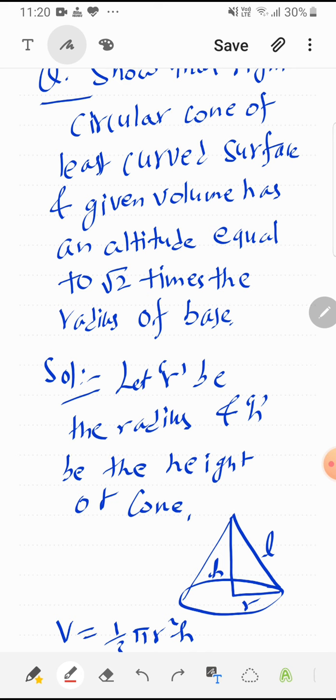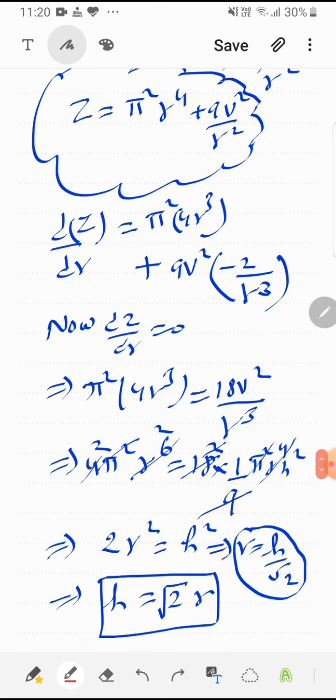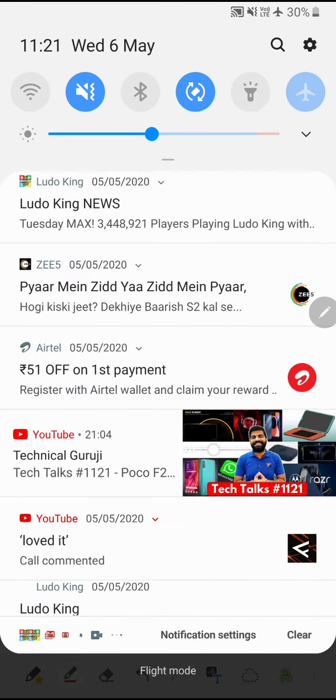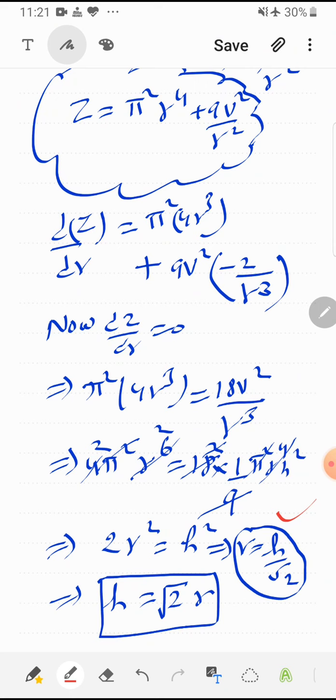So I want to save my time and I am putting the value of v here, so that after cancellation we are left with 2r square is equal to h square, or r is equal to h upon root 2. This is my critical point, and h is equal to root 2r. This is what we wanted to prove.